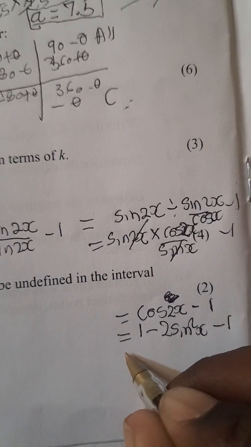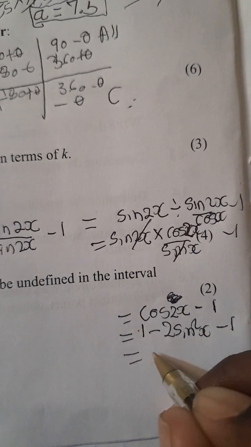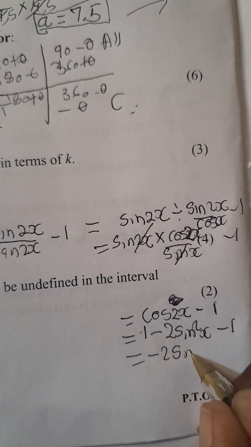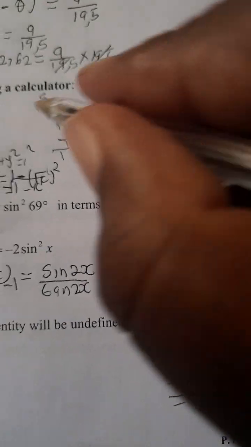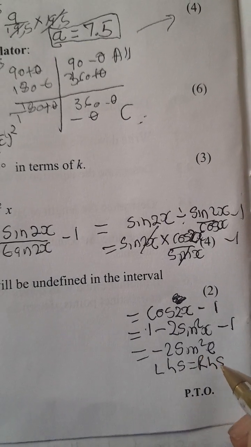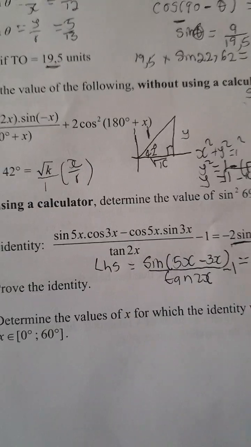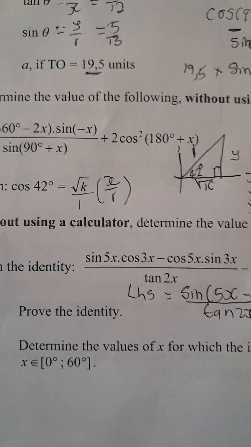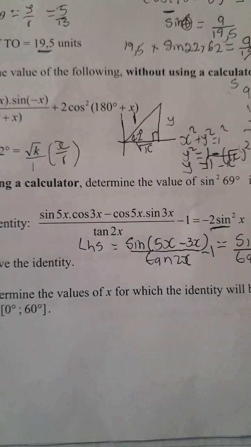minus 1. So what is 1 minus 1? It is 0. Then we're left with negative sine squared x, exactly as it is, we have proven. Then we could write left hand side is equal to right hand side. Okay, we're still on the right track.